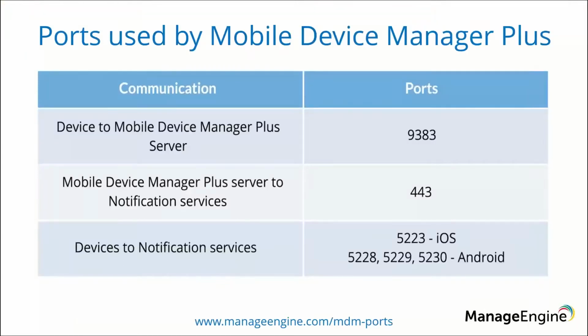When it comes to on-premise, these are the ports which need to be allowed in the network. For devices to contact the MDM server, it will use the secure HTTPS port 9383. For the server to notification services, it will go through 443. And device to notification services will happen through 5223 for iOS and the 5228 series for Android. To know more about the inbound and outbound port information, you can visit the URL mentioned below.